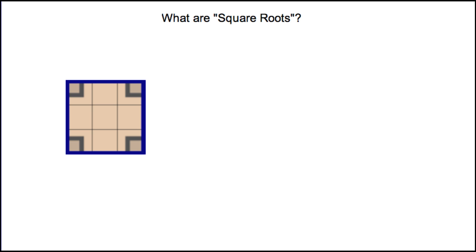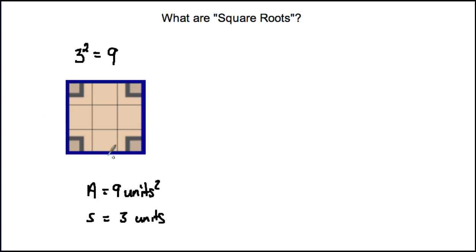To help you visualize this, I've got a picture of a square down here at the bottom. What you should be able to recognize right away is that the area of this square is 9 units squared, and the length of one side of the square is 3 units. This picture allows us to put those two ideas together. Based on the work we did with powers, we know that 3 squared is equal to 9. That is demonstrated by this picture, where one side of the square is 3 units and the other side is also 3 units, then 3 times 3 gives us an area of 9 units squared.